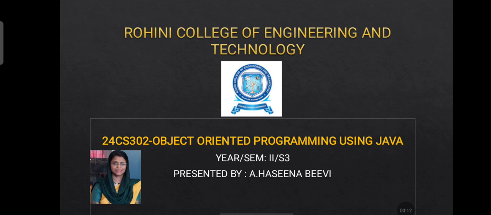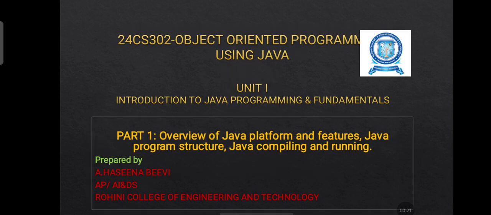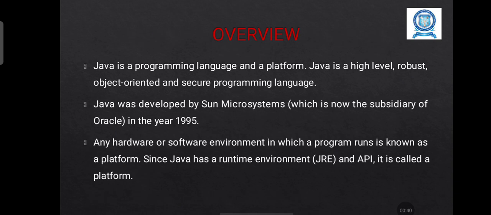In this series of video lectures, we are going to see several concepts and topics for the subject Object-Oriented Programming using Java. In this video lecture, we are going to see the first topic from the first unit. Actually, our first unit is Introduction to Java Programming and Fundamentals. And we are going to see the topic Overview of Java Platform and Features, Java Programming Structure, Java Compilation and Running. Let us see the introduction about Java Programming Language.